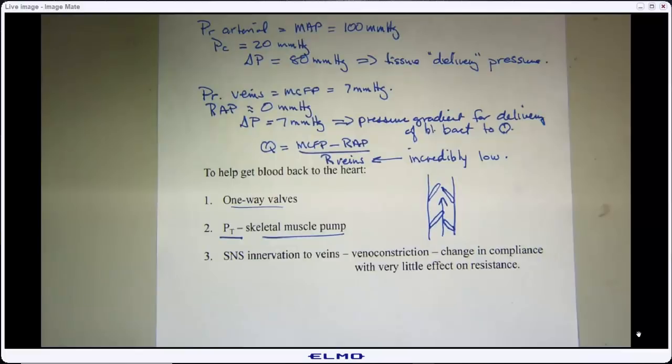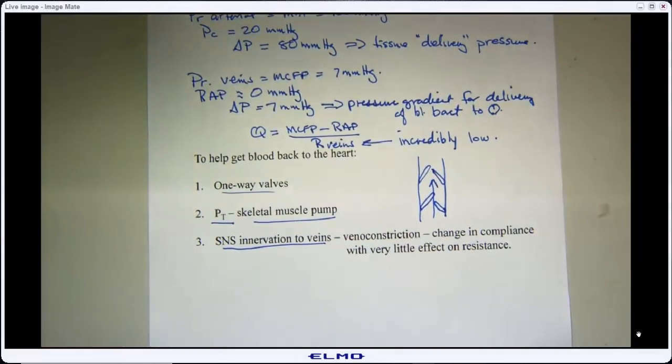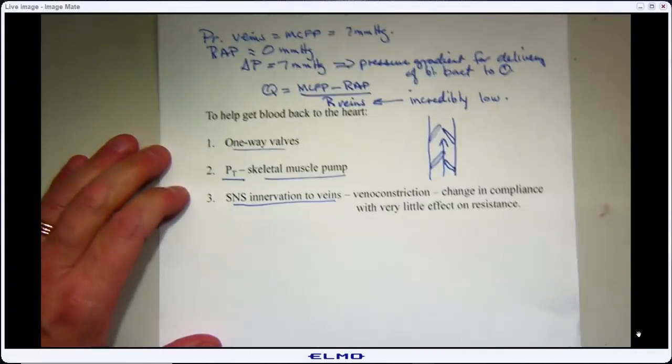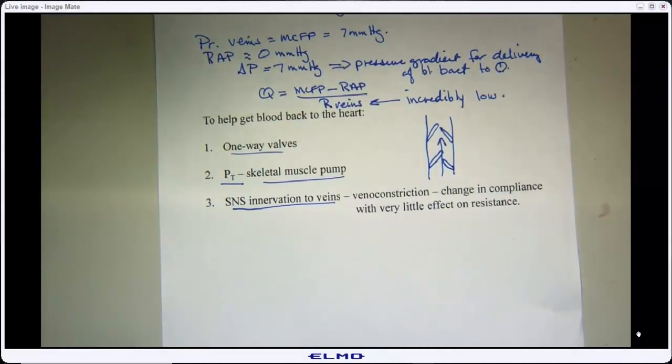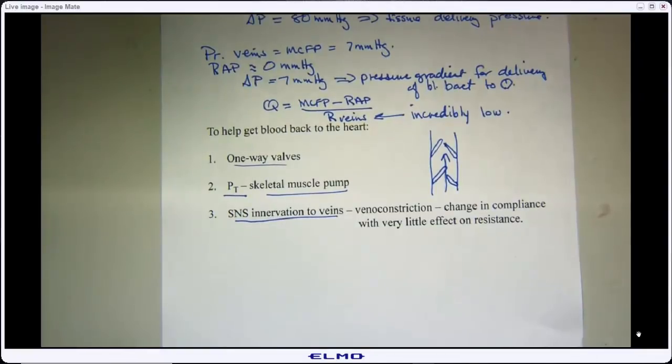One-way valves, skeletal muscle pump, and the third thing, we do have SNS innervation into the veins. Okay, so you might think, oh, that's great, I'll just vasoconstrict those veins and life is good. That is super bad. We cannot vasoconstrict this venous compartment because we will increase resistance, drop flow, and you're out like that poor soul on a hot, sunny afternoon. Okay?